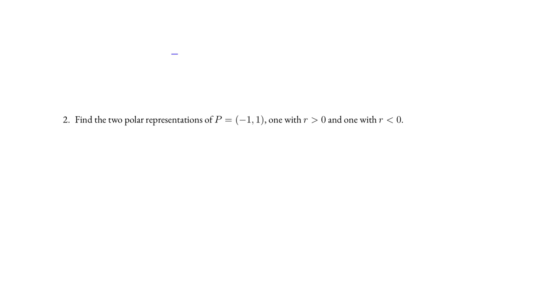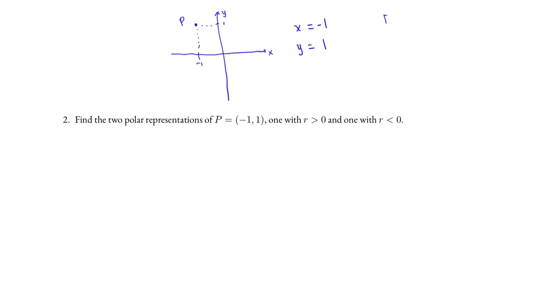Another example. Find the two polar representations for the point P (-1, 1). It is always a good idea to plot the point first. x is -1, y is +1, so this point is in the second quadrant. In rectangular coordinates, this point has the x coordinate of -1 and the y coordinate of +1.